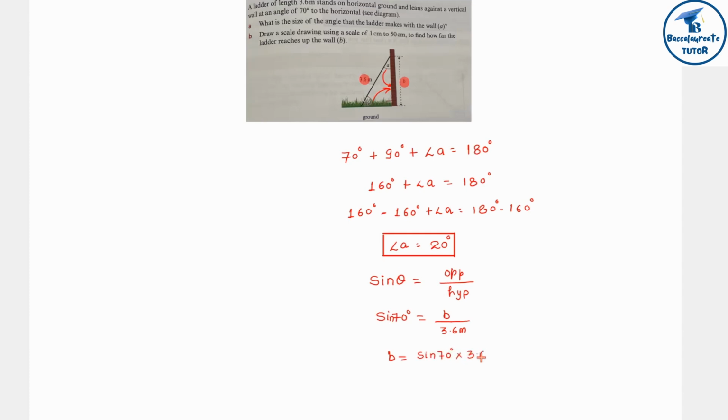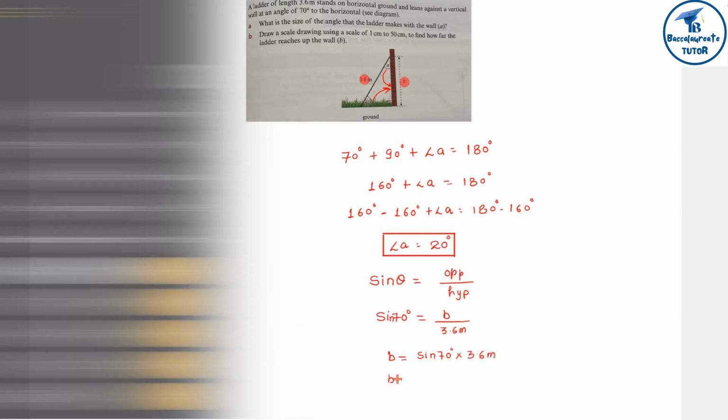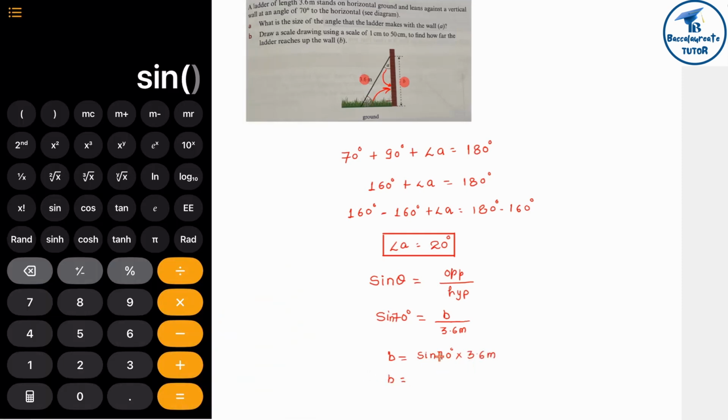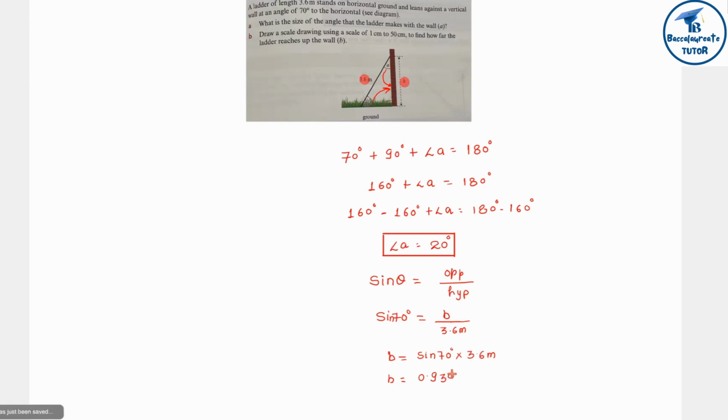And in the end, you will end up getting B is equal to, what is the value of sine 70 degrees? 0.939. I'm going to take three significant figures, okay? Times 3.6 meters. And when you multiply, it comes to approximately 3.4 meters. This is the second answer, right?